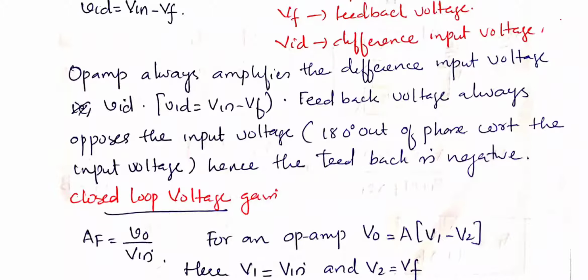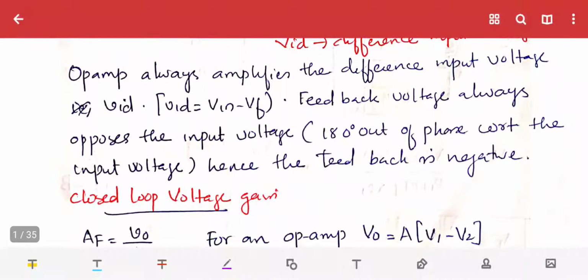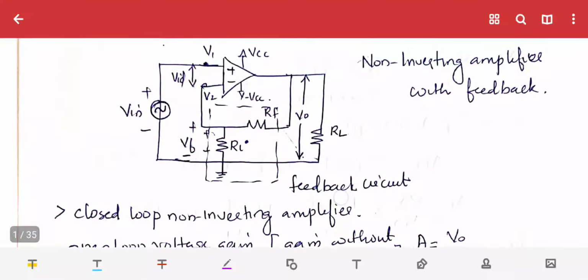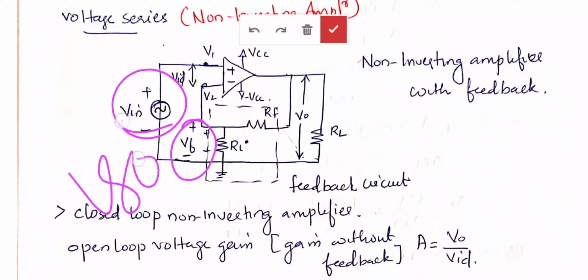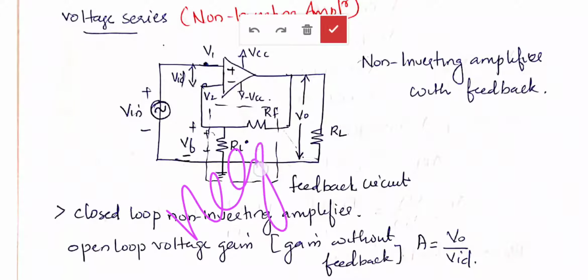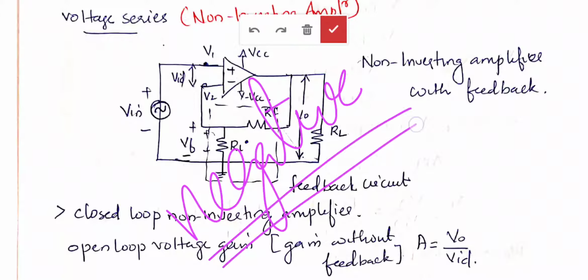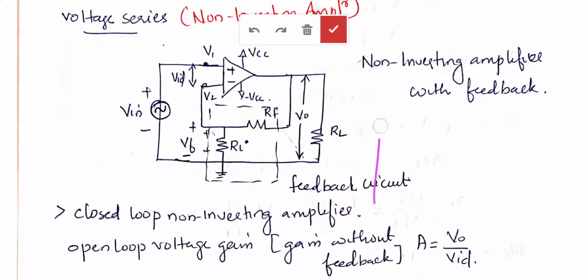So the feedback voltage always opposes the input voltage. That means it is 180 degrees out of phase with respect to the input voltage. Hence the feedback is negative. Here this feedback voltage VF always opposes the Vin. So there is a 180 degree phase difference between VF and Vin, so the feedback is negative. We have seen that also in the previous chapter. If the feedback signal and the input signal are of the same phase, then it is positive feedback. If it is out of phase, then it is negative feedback.